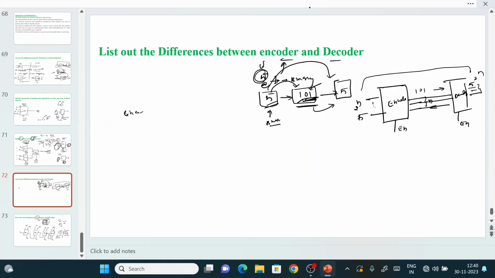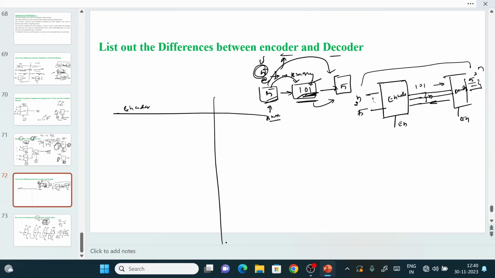Now we will see the differences between the encoder and the decoder. The first point is that the encoder will convert 2 power n number of inputs into n number of outputs. Here, the decoder will convert n number of inputs into 2 power n number of outputs, right? So this is the block diagram representation. We have 2 power n number of inputs, then we have the enable line, and the number of outputs is n. This is what we call the encoding operation.